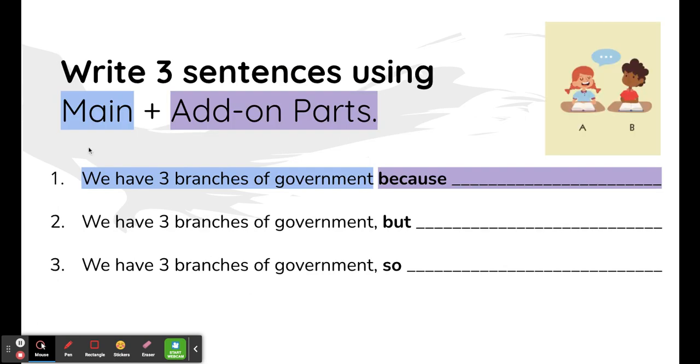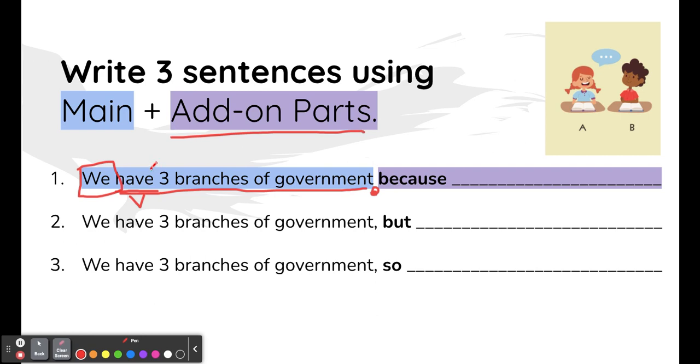Now let's try this again. Remember, the main part of a sentence has the subject and the predicate. Subject, thing doing the action. We is the person doing it, us. Have, this is the verb. The predicate being have three branches of government. Remember, we could put a period here, it would make sense. So we don't need this stuff, but we're adding on to make it more complex. So why don't you go ahead and fill this out on your handout. We have three branches of government because, but, and so. Really nice, longer, complex sentences. Go ahead and pause and come back when you're done.